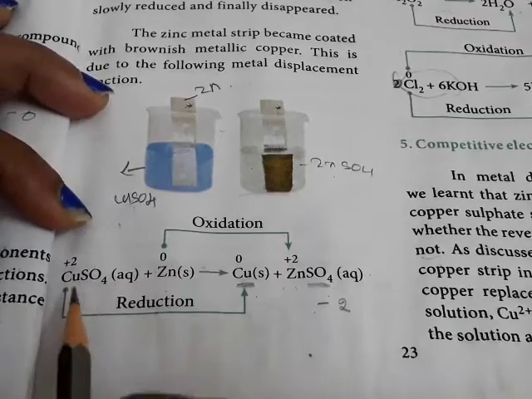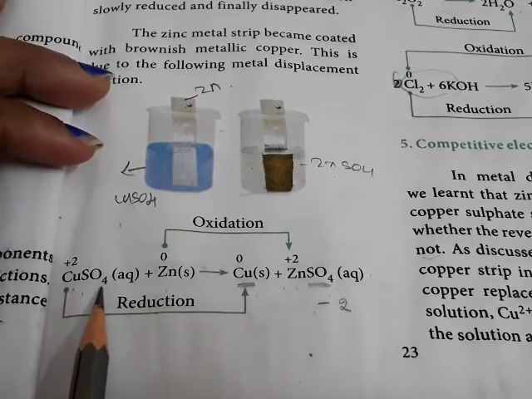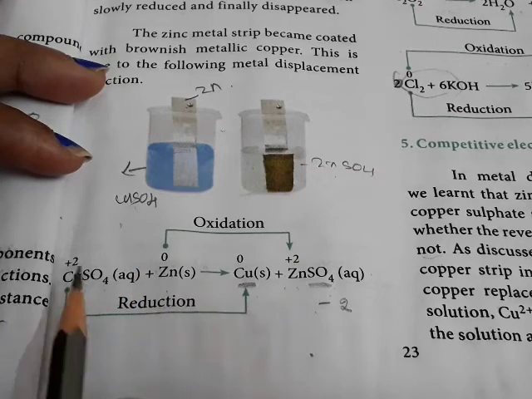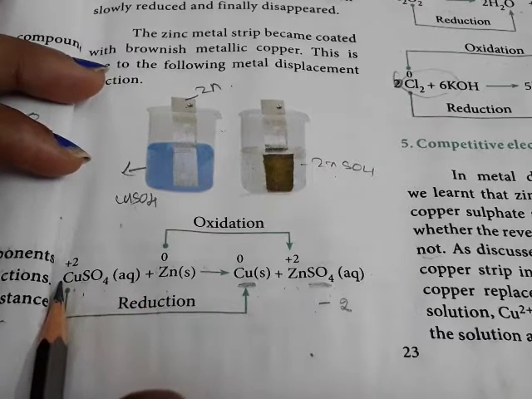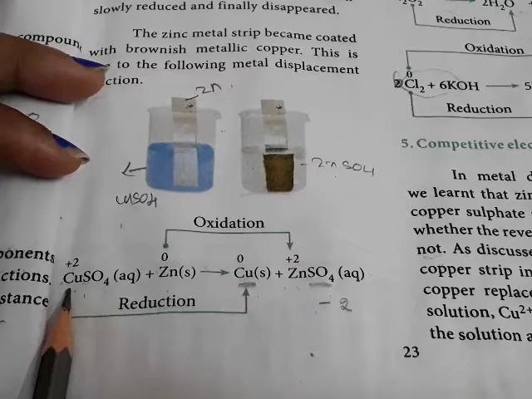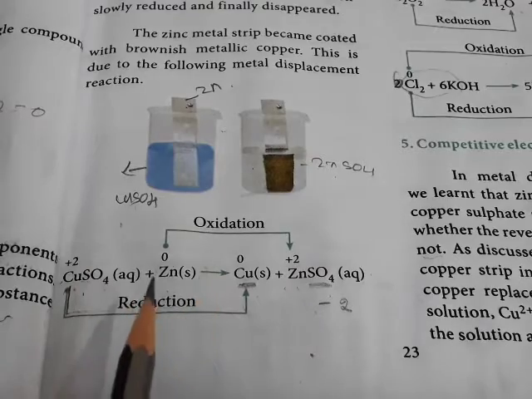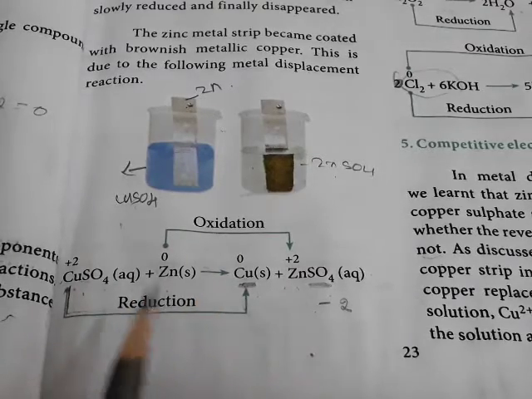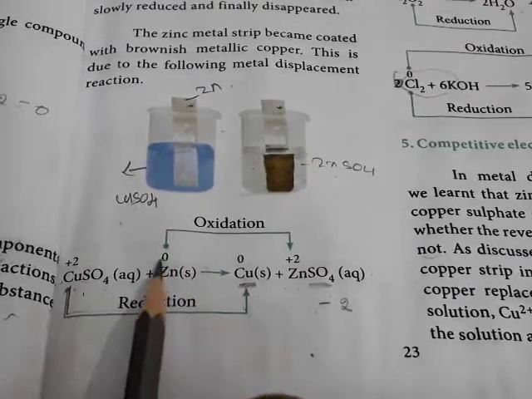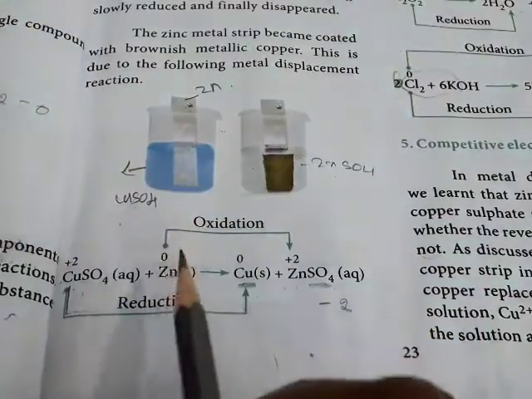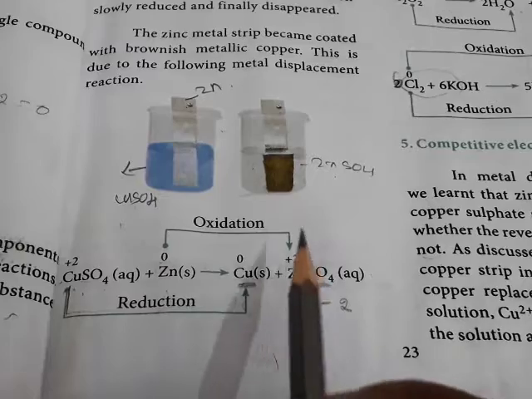Now we are going to find out the oxidation number of copper in copper sulfate. SO4 is always -2 oxidation number, so copper is +2. Here +2 copper changes into 0. The oxidation number decreases, so reduction takes place. Zinc changes from 0 into +2, the oxidation number increases, so oxidation takes place.